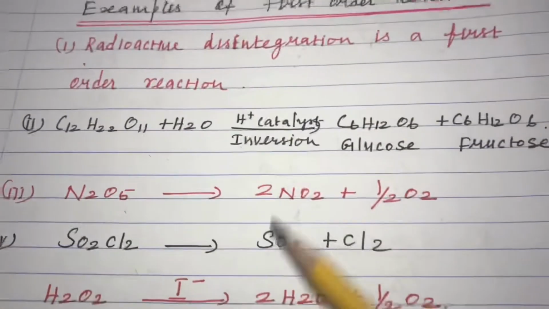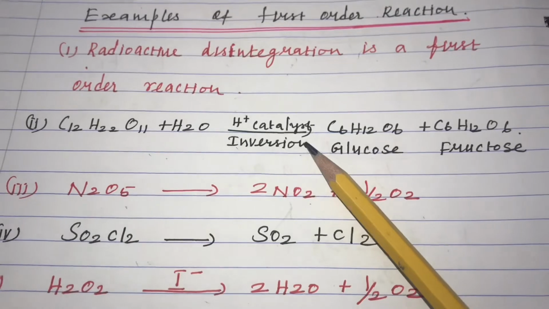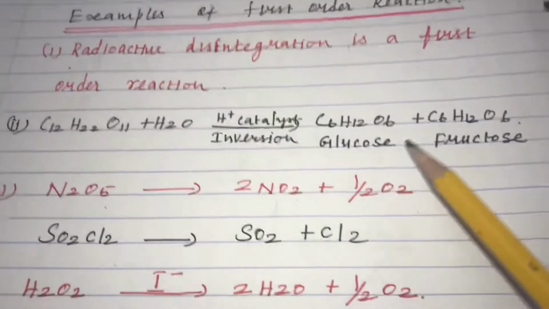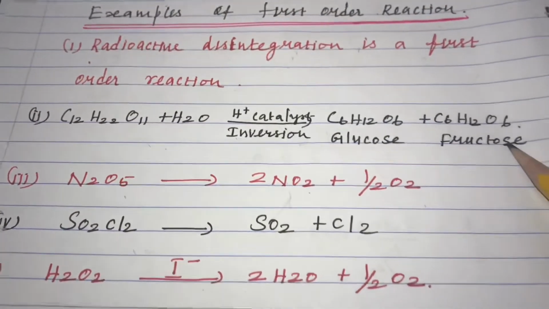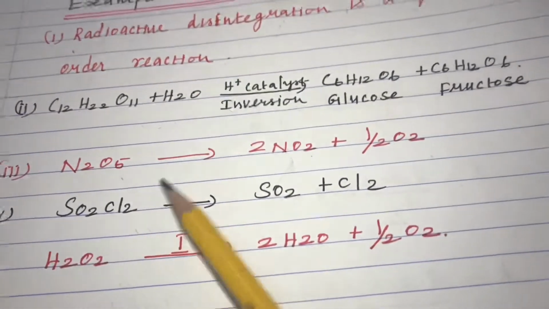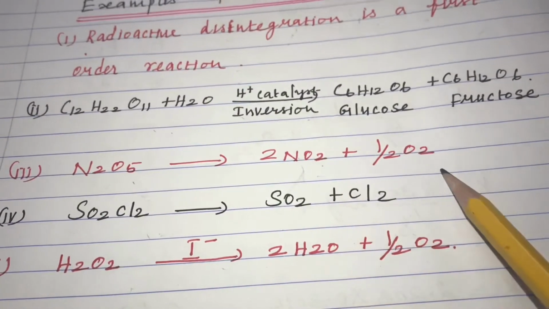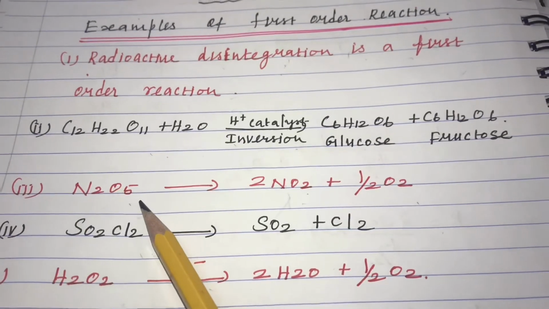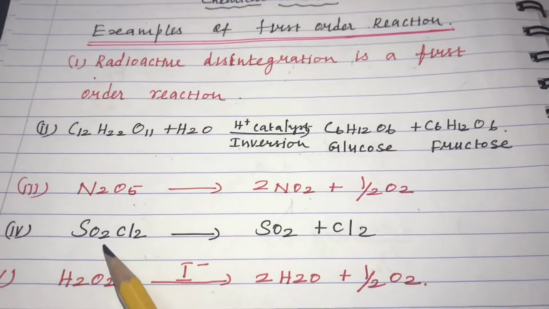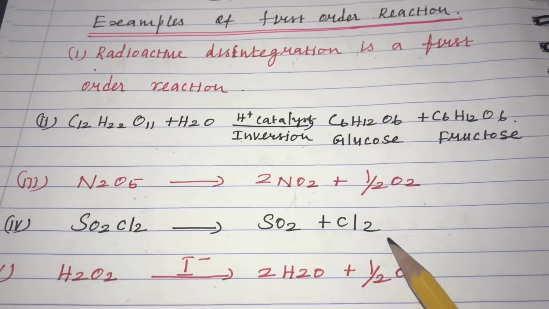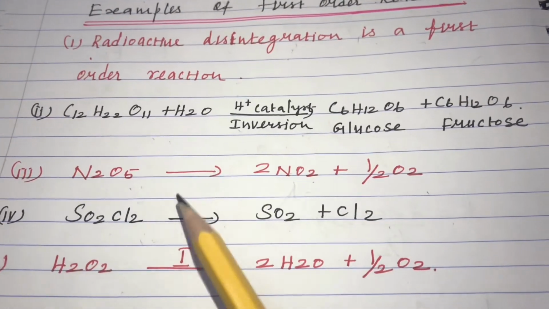The next one is the inversion of sucrose. The acid hydrolysis of sucrose to form glucose and fructose is an example of a first order reaction. The decomposition of N2O5 to form 2NO2 plus half O2 depends upon the concentration of only one substance, so it is a first order reaction. The decomposition of SO2Cl2 to form SO2 and Cl2 is also a first order reaction.